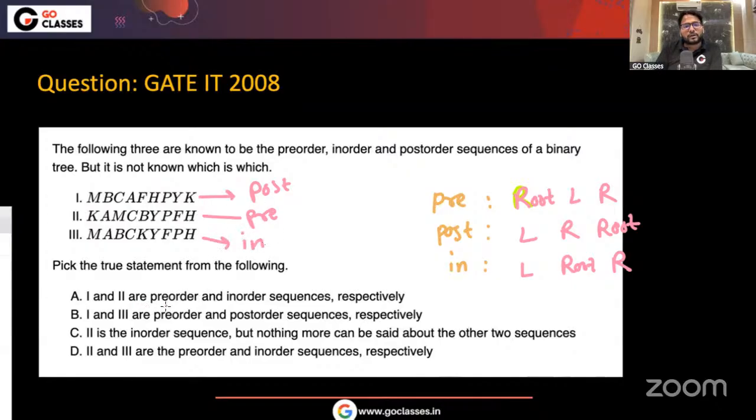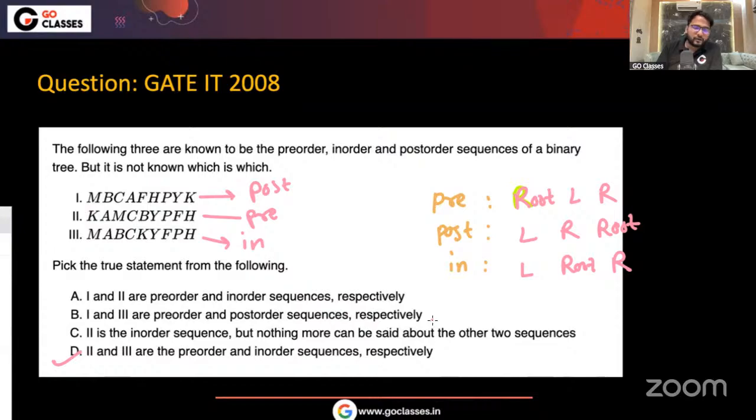So 1 and 2 are the pre-order and in-order? No, 1 and 2 are the post and pre. 1 and third are pre-order, second is in-order, but nothing more. No. Second and third are the pre-order and in-order respectively. Yes. So D is the correct answer.